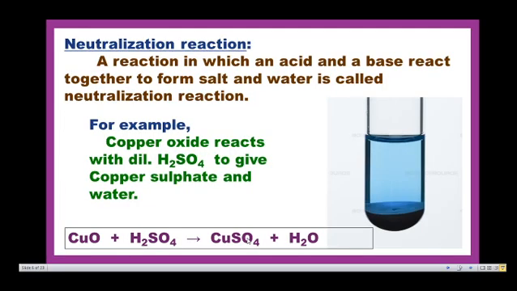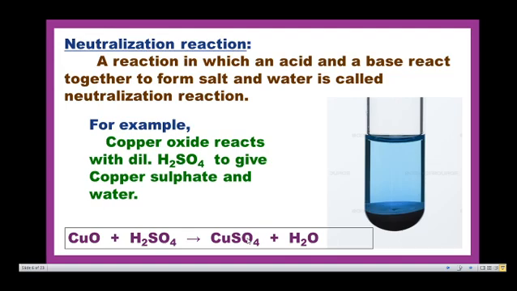Neutralization reaction. So what is a neutralization reaction? When an acid reacts with a base, it forms salt and water. That is a neutralization reaction. Both acid and base have opposite effects. They get neutralized and form salt and water. Therefore, it is a neutralization reaction.